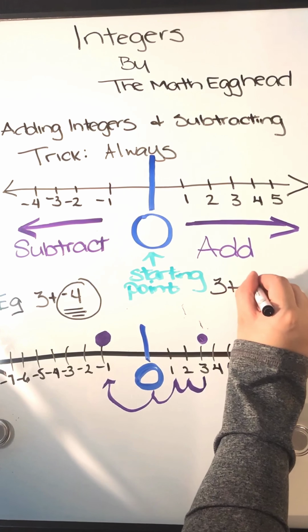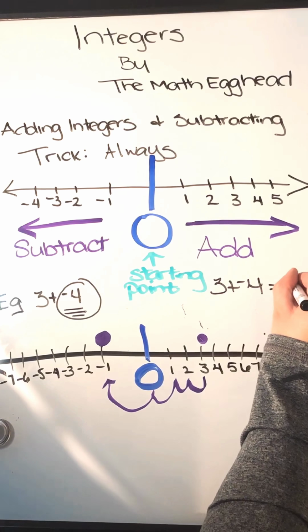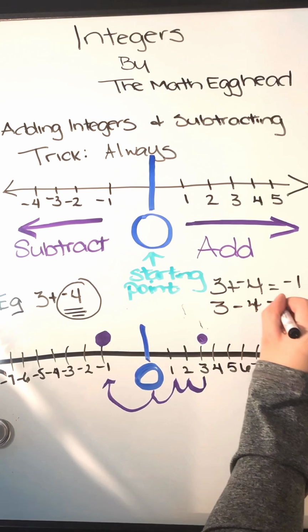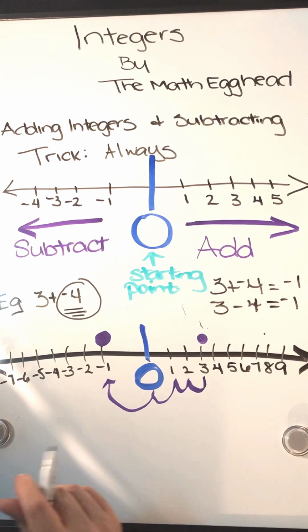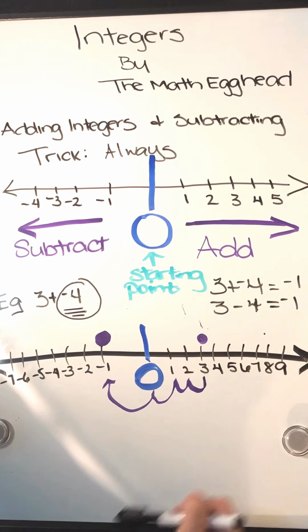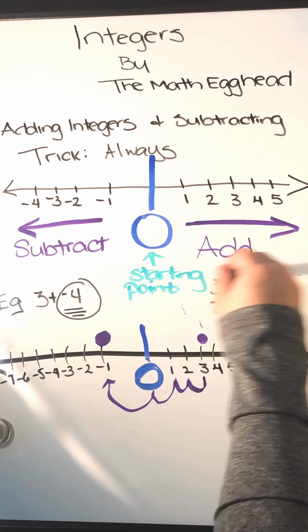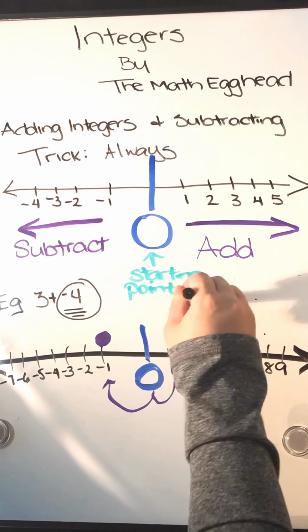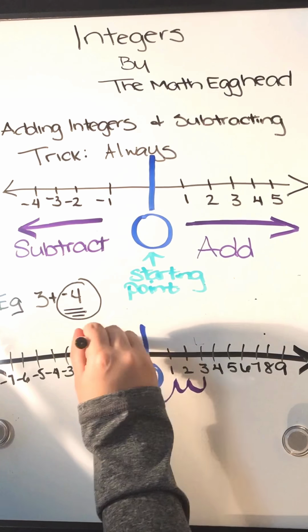I'm going to write that down as well. Let me just finish up here. So we know that 3 plus negative 4 is negative 1, and 3 minus 4 is the same thing as negative 1. So those two equations do equal each other. Let me get rid of this and show you another problem here.